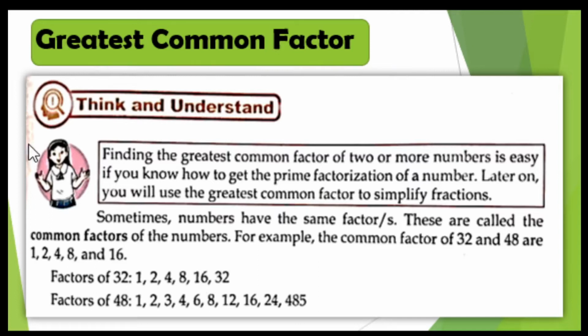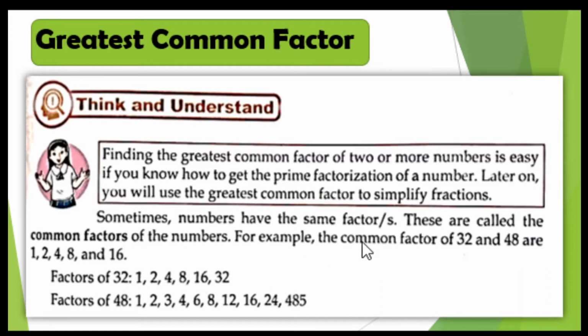Now, let's think and understand. Finding the greatest common factor of two or more numbers is easy if you know how to get the prime factorization of a number. Later on, you will use the greatest common factor to simplify fractions. Sometimes, numbers have the same factors. These are called the common factors of the numbers.